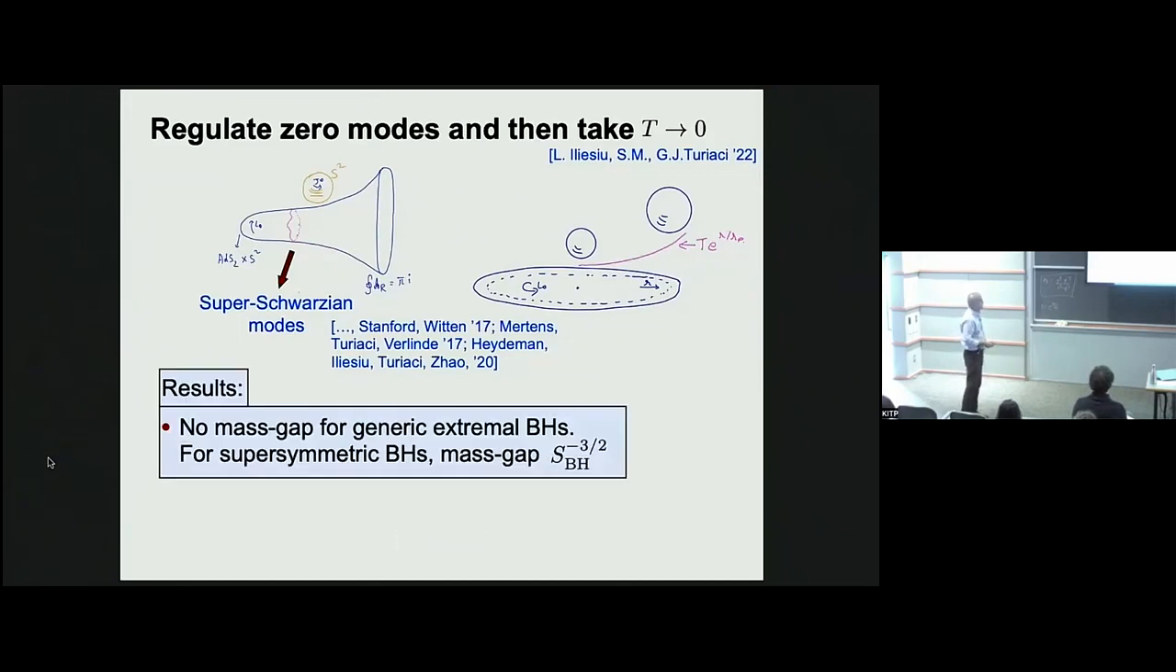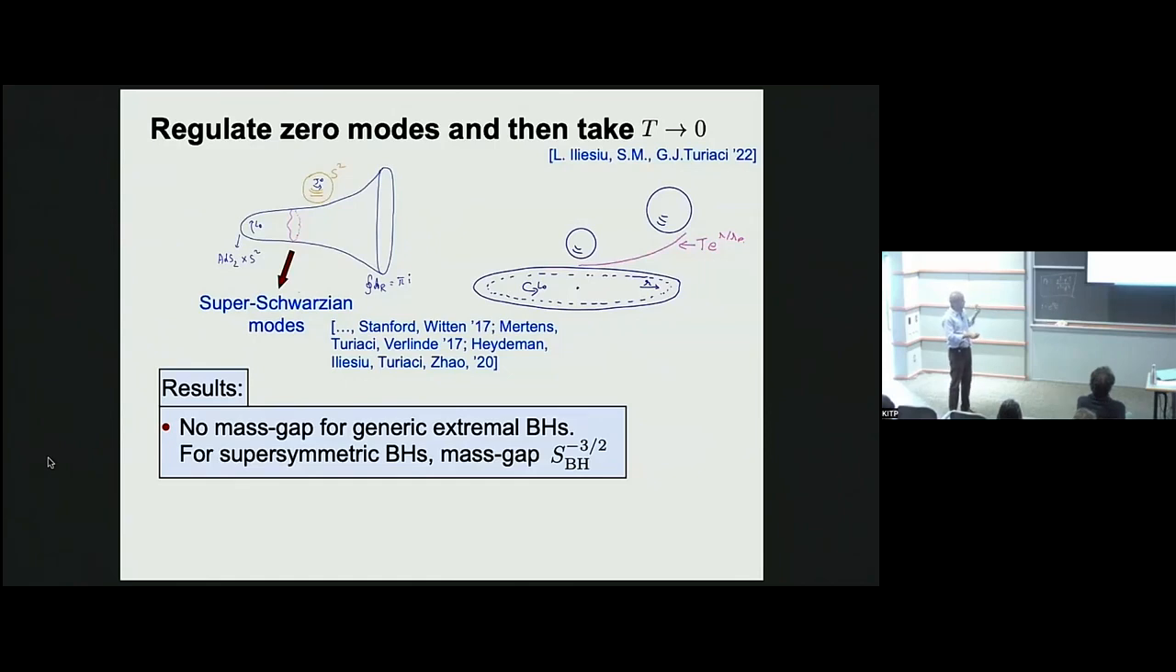What the result is, so you can see already here, this mode itself is very big, so the quantum fluctuations are also very big, so there's a good chance that there's a residue left at T equal to 0. Okay, and that's what happens. In fact, you can do this for generic extremal black holes, and what you find is that generically for non-supersymmetric black holes, the T goes to 0 limit for the effective action is singular. So the partition function vanishes. Okay, you get some positive power of T in front of the partition function. Okay, that is interpreted as saying that there's no mass gap for these generic extremal black holes.